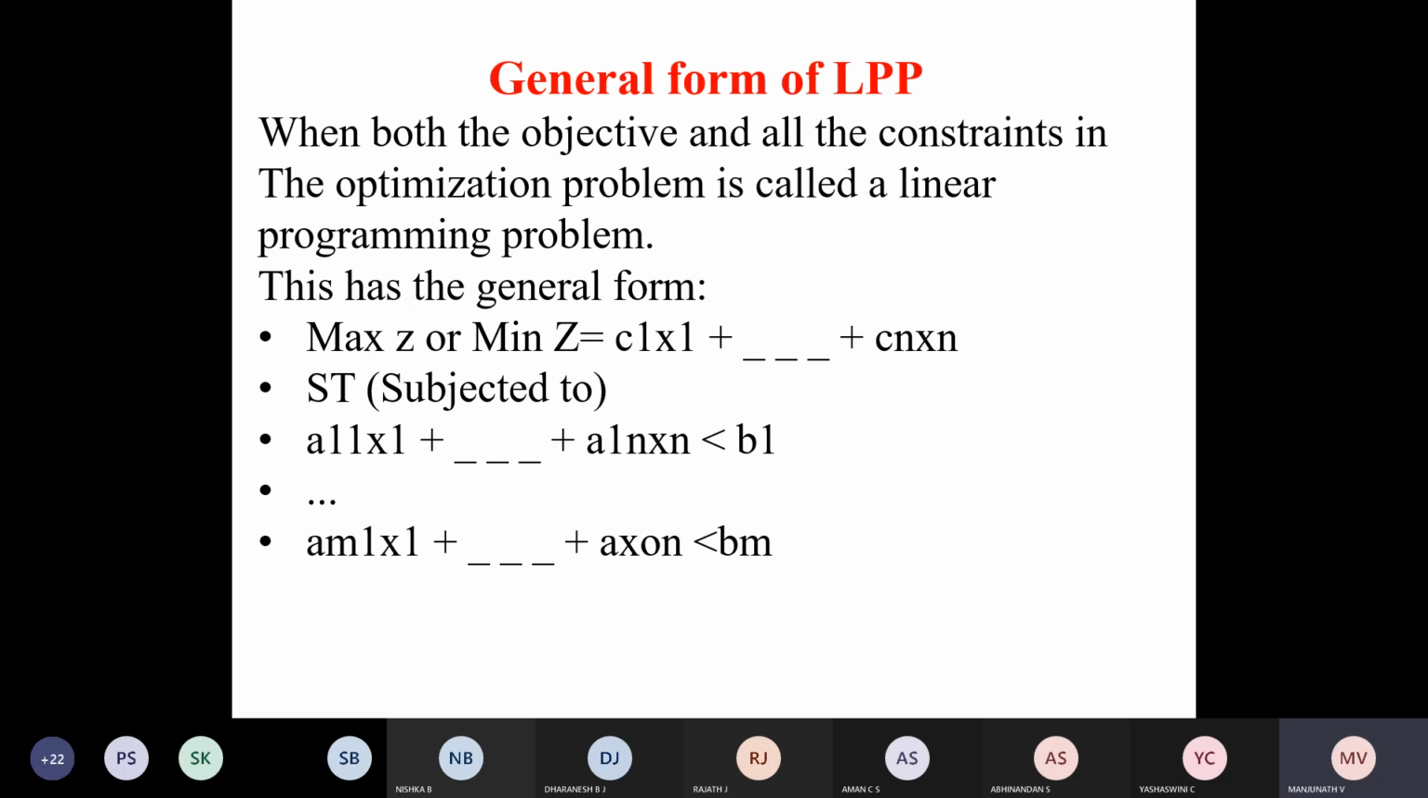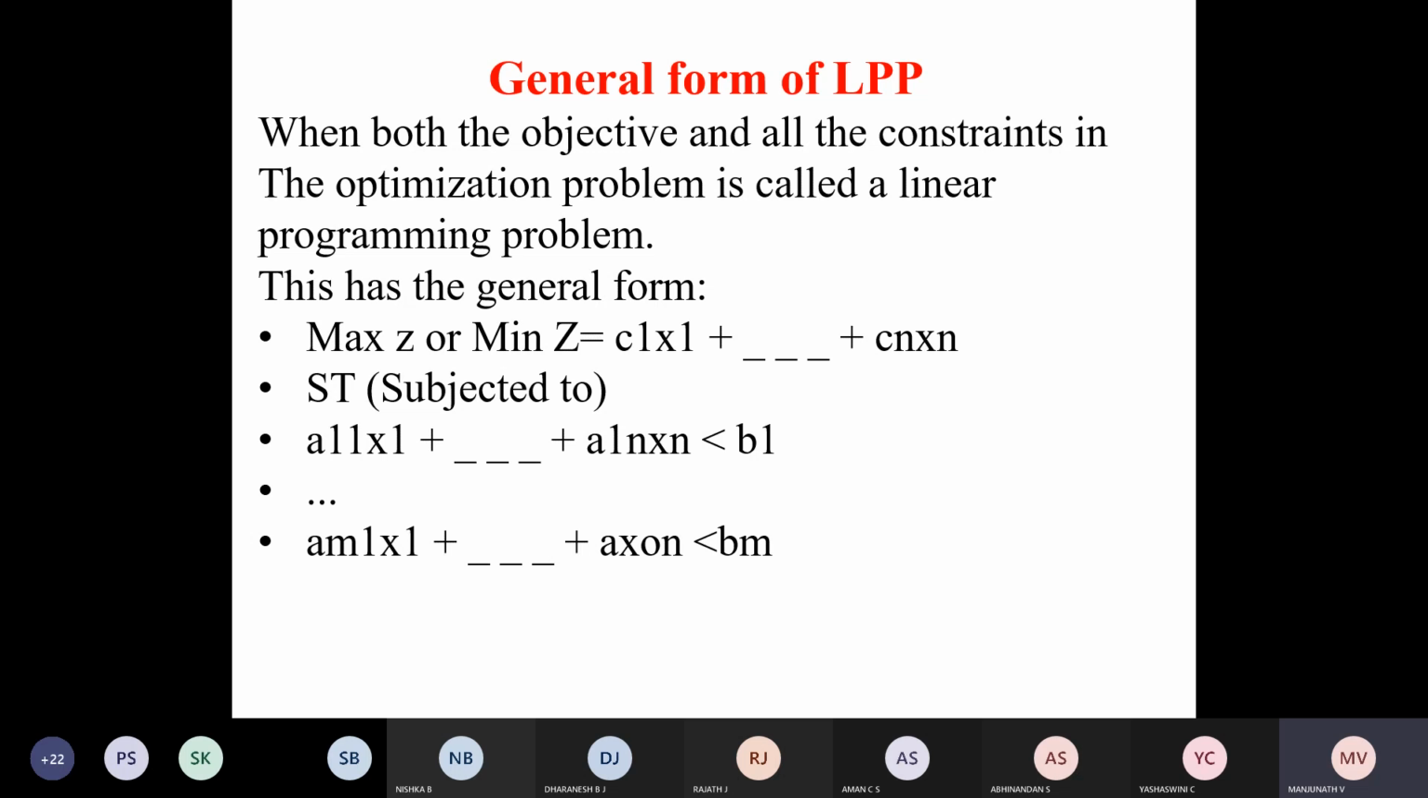You can take B1, you can take B2, you can take B3, and I have written BM. It all depends on the number of conditions. However many conditions there are, that many equations you will get. How many restrictions you have, so many restricted equations you will get. It all depends on the number of restrictions or constraints.